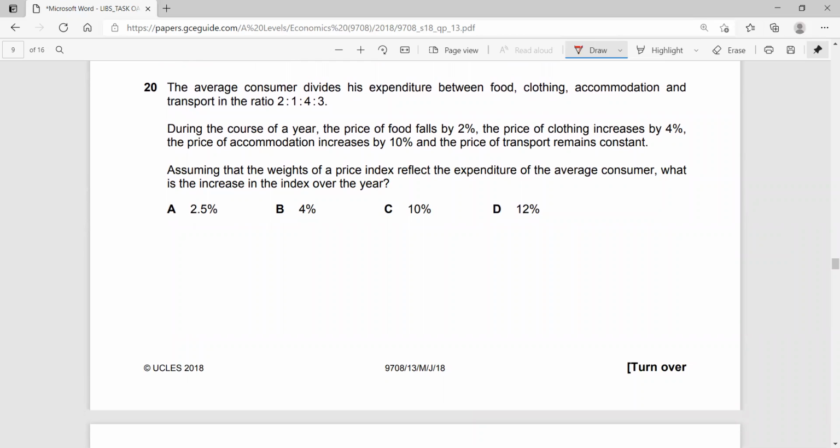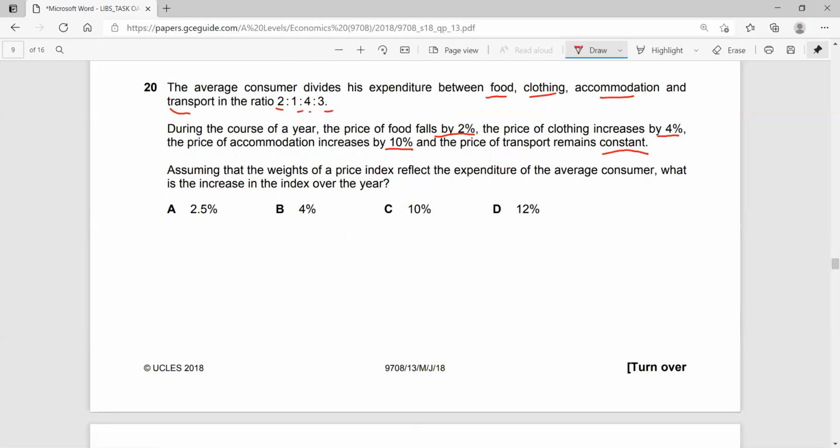The average consumer divides his expenditure between food, clothing, accommodation, and transport in this particular ratio. So a ratio of 2 for food, 1 for clothing, and so on. During the course of a year, the price of food falls by 2%. The price of clothing increases by 4%. The price of accommodation increases by 10%. And the price of transport remains constant.